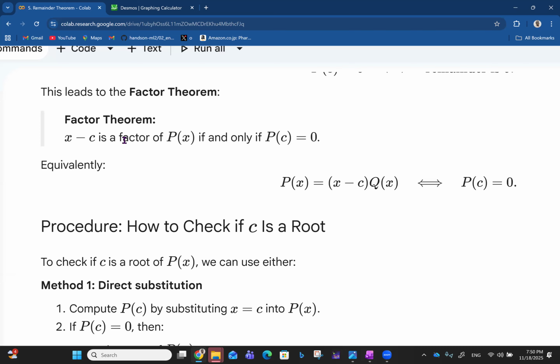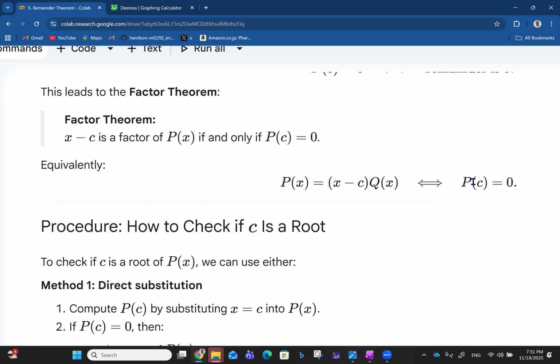So this linear divisor is a factor of the dividend if and only if the remainder is 0. We have established from the remainder theorem that the remainder is P of c. If the remainder is 0, that means nothing is remaining. That means x minus c divides P of x perfectly. Equivalently, we can say that P of x is x minus c times Q of x. That means the dividend is equal to the divisor multiplied by the quotient. No remainder. So since there's no remainder, it means x minus c perfectly divides P of x.